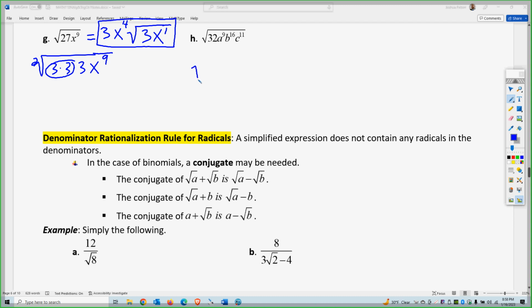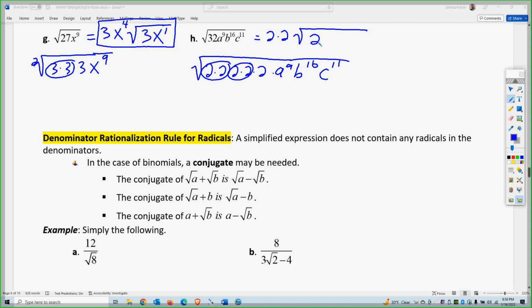Okay, so the next one will break down 32. So 32 is 4 times 8, so 1, 2, 3, 4, 5, right? So that's 4 times 8. And then a^9, b^16, and c^11. I'm going to do the shortcut here again. So I have 2 pairs of 2, so 2 times 2. Inside there's a 2 left over. Okay, so square root, 9 divided by 2 is 4. Oh, shoot, I messed up. Sorry. Let me move that over. There we go. 2 left over.